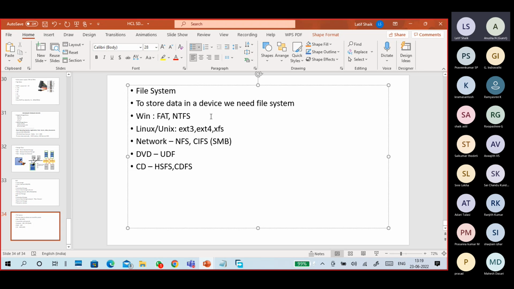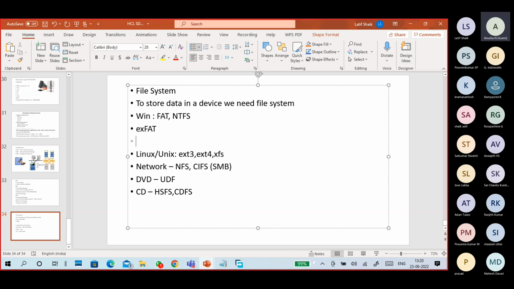So in Windows we use FAT, NTFS, and another FAT system is there, exFAT, and ReFS. exFAT is mainly for SD cards. Nowadays we have SD cards of more than 32 GB, 64 GB, 128 GB. So you are using the exFAT file system. If you check your mobile phone and have a memory card of more than 32 GB, it is formatted with exFAT.